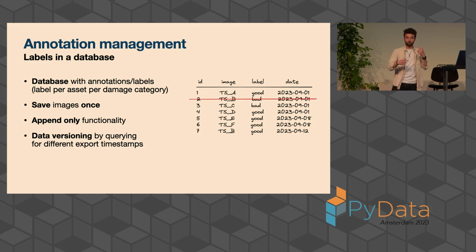And if we would want to go back to see, hey, how did our model actually train before this, we can query this table from a previous date, and we still have the exact same labels without saving any information twice.